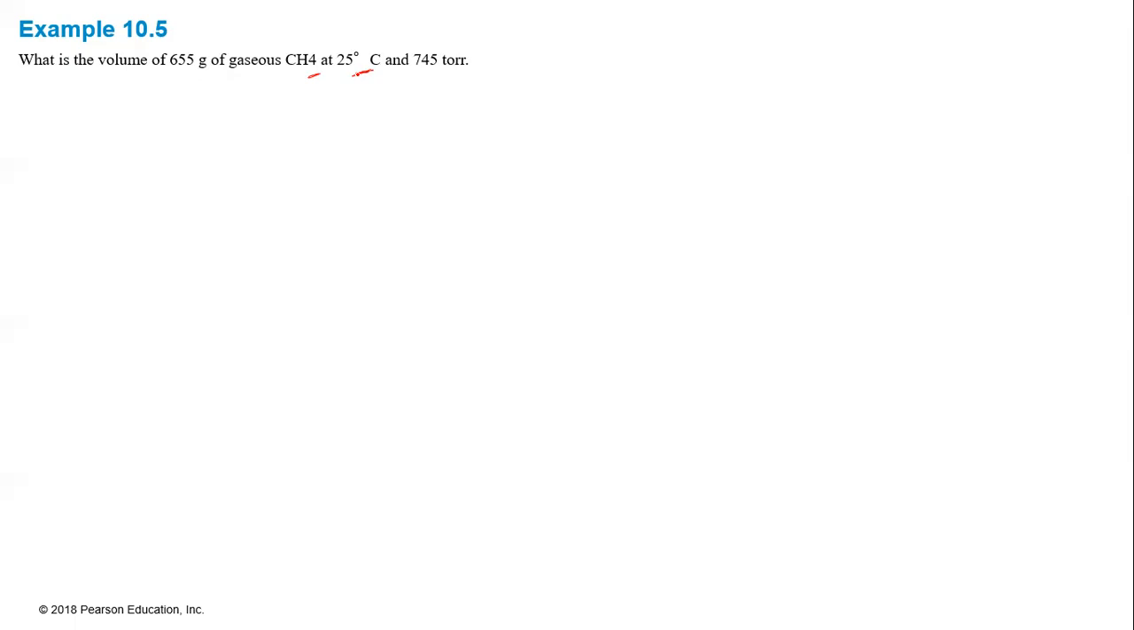At 25 degrees Celsius and 745 torr. So the reason I know that I'm not using one of the simple gas laws is I'm not comparing any changes. The pressure's not changing, temperature's not changing. I'm simply given several different properties of this gas and asked to find the missing one. So my equation PV equals nRT. I'm looking for volume, so I'm going to divide both sides by P.